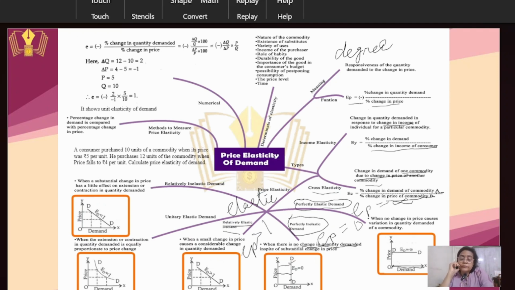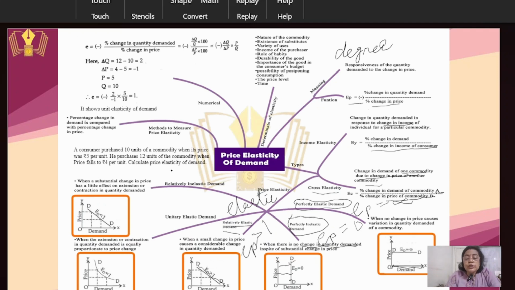than 1. Over here you see the shape of the demand curve is a negatively sloped curve. But the only difference is that here the shape of the curve will be a little flatter to show that the change in demand is more than the change in price. So EP is greater than 1.